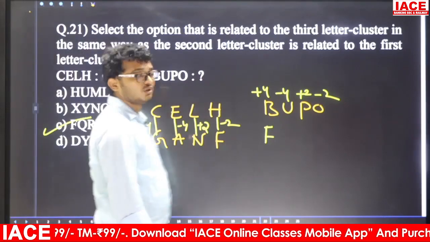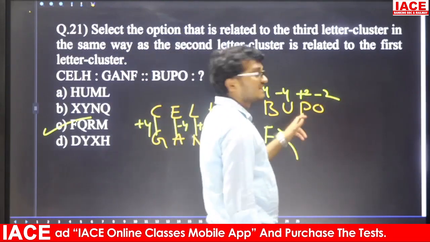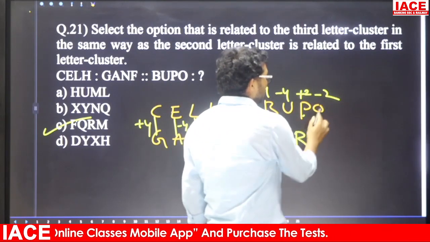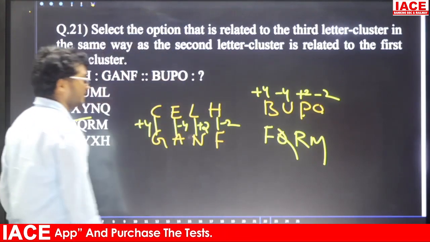Otherwise, U minus 4. 21 minus 4 is 17, 17 means Q. P is 16, plus 2 is 18, R. O is 15, minus 2 is 13. 13 means M. So the answer is option C.